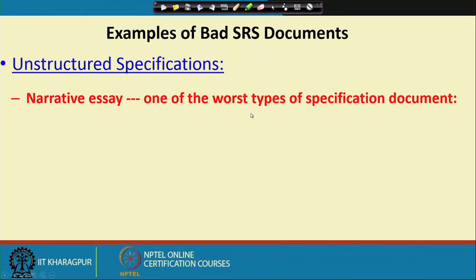Let us look at some examples of bad SRS document. The worst form of document possibly is just an essay. It is unstructured specification, just a description of what is required. This is one of the worst types of specification, because it has a lot of problems. Typically, if you want the customer to write about their requirements, they would write in the form of a narrative essay. Here various types of functional, non-functional requirements, constraints are all mixed up.